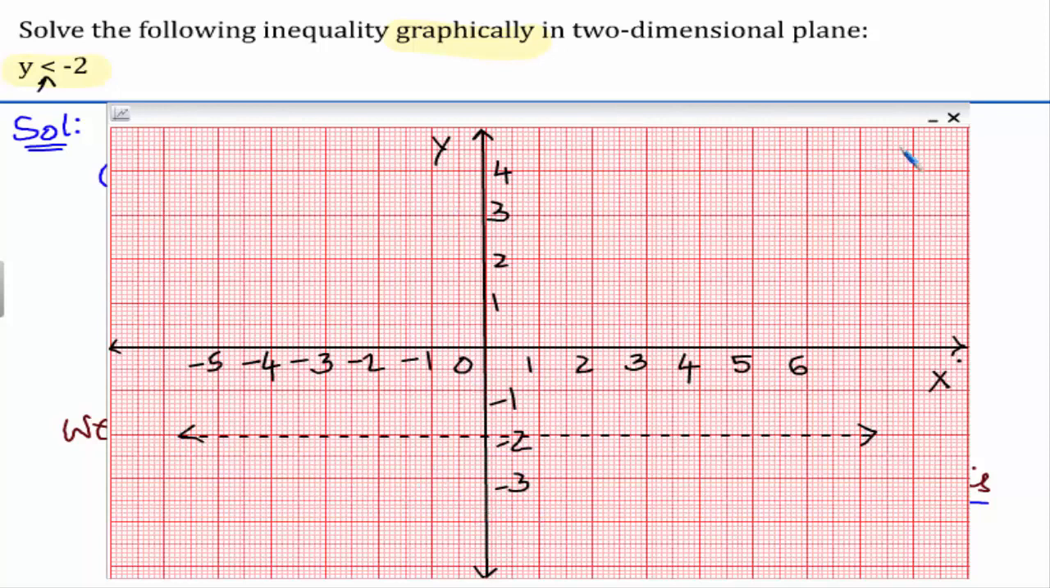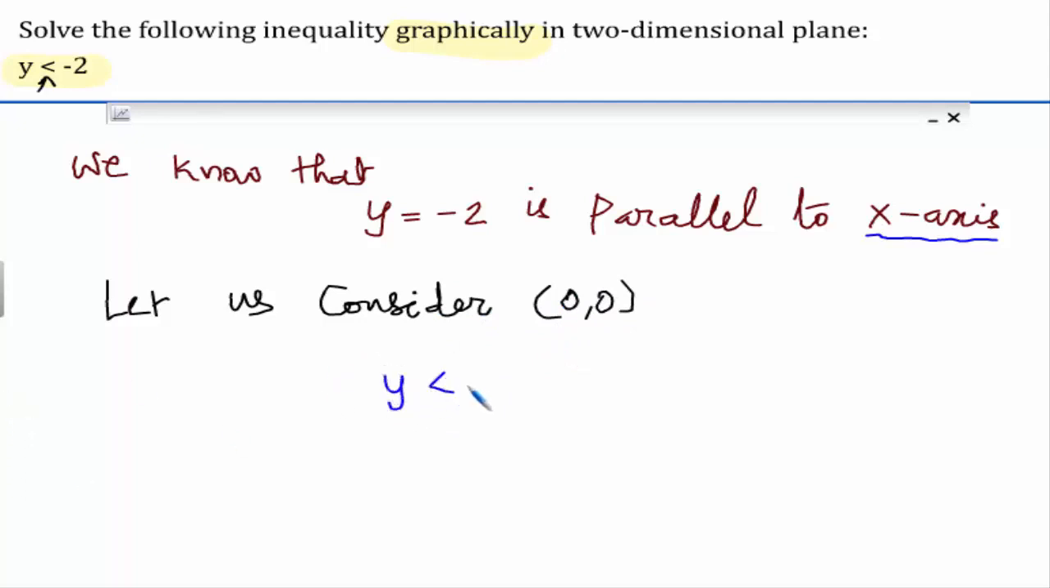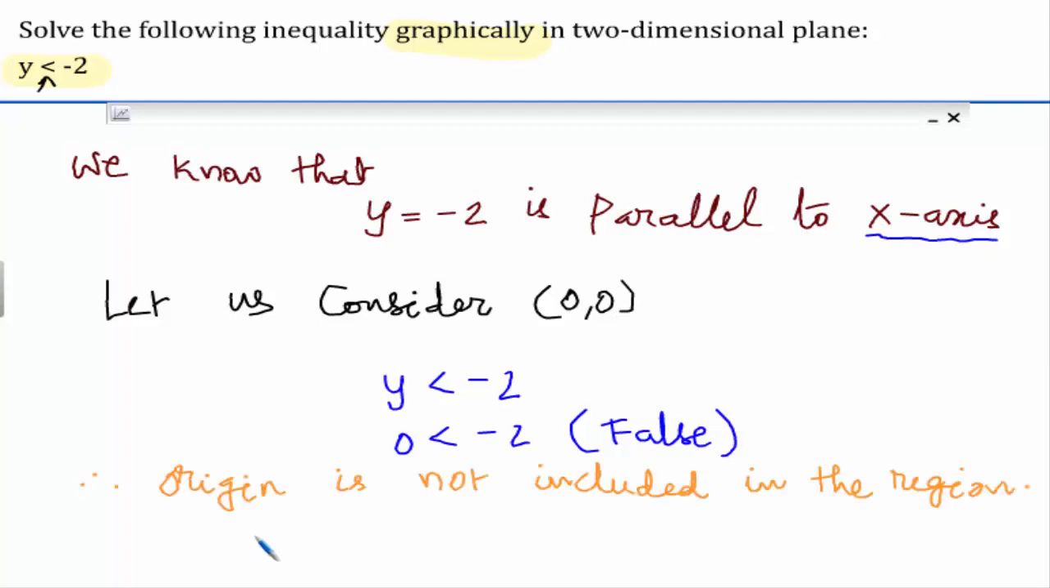Now we need to select the region. For that let us consider the point which is origin, because the line is not passing through the origin. If we substitute that into the given inequality, which is y less than minus 2, and if I substitute 0 less than minus 2, which is a false statement. So therefore the point origin is not included in the region.